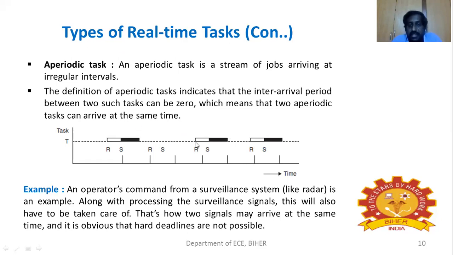What is the meaning of that? It means the same task is not repeated, or the same task is not activated after the same time period. So the time period is irregular. An example for that is an operator's command from a surveillance system, like radar or other things. Along with processing the surveillance signals, it cannot be repeated after a fundamental period, or within a specific time interval. We can receive the signal at any time interval. So the time interval is irregular, so it is known as an aperiodic task.